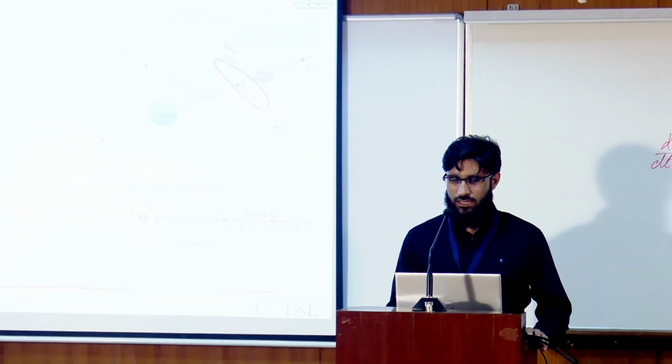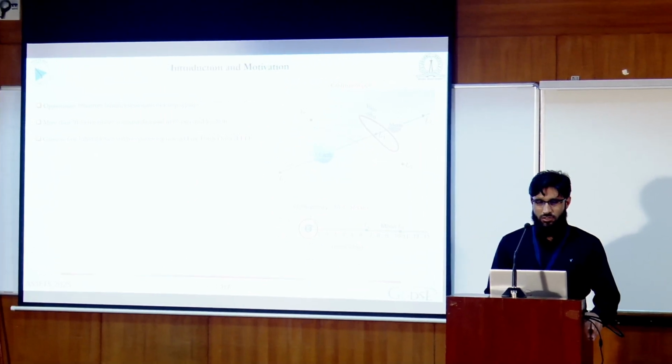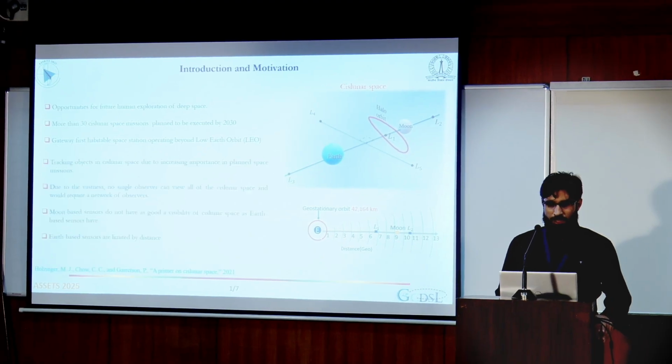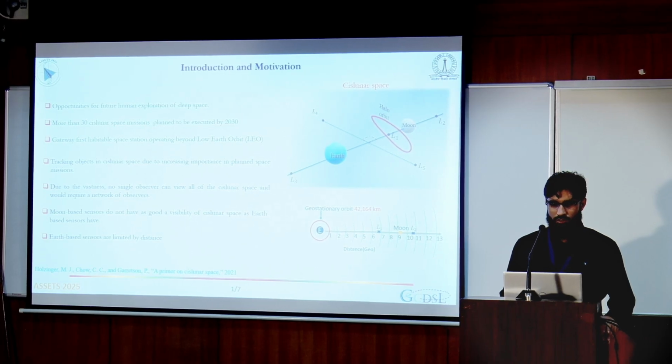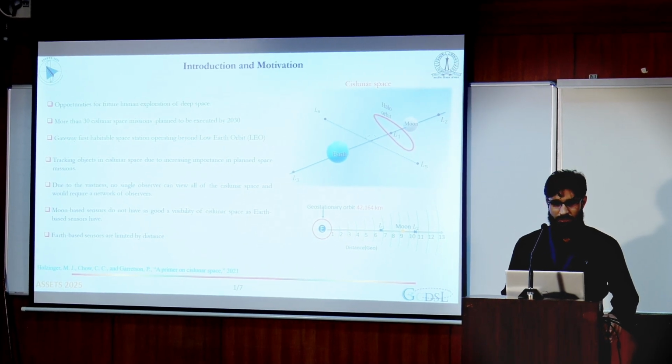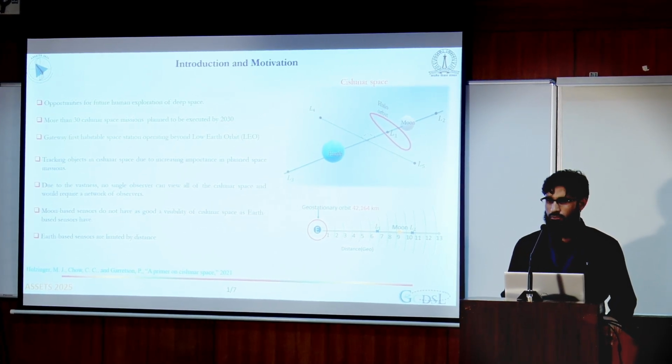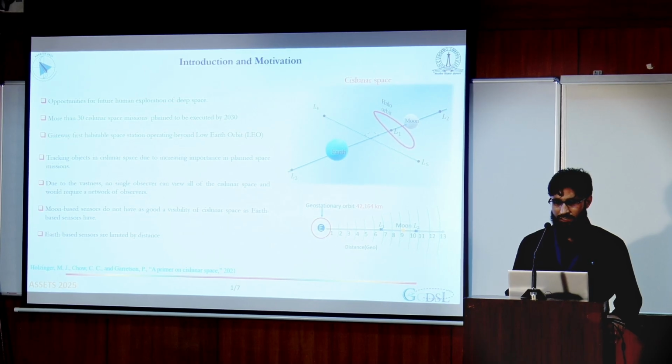So, cislunar space is the three-dimensional space beyond geosynchronous orbit, but still under the gravitational influence of Earth and Moon. L1 to L5 shows the Lagrange points in this space, and this shows the scale of the distance in this region. So, it provides opportunities for future human exploration of deep space. With the increasing importance in the planned space missions, it becomes important to track objects in cislunar space. But a single observer cannot do it, and we cannot use the moon-based observers due to its fast dynamics.